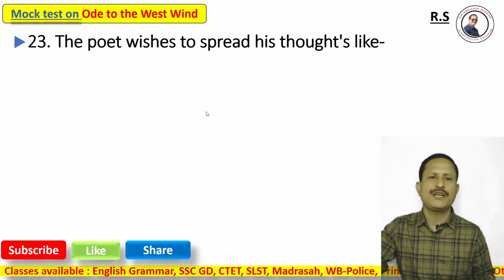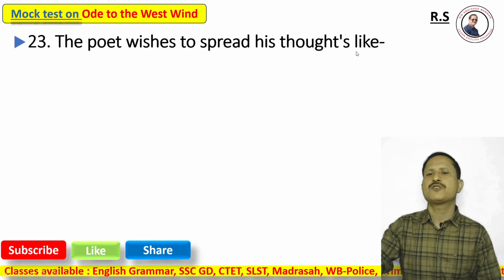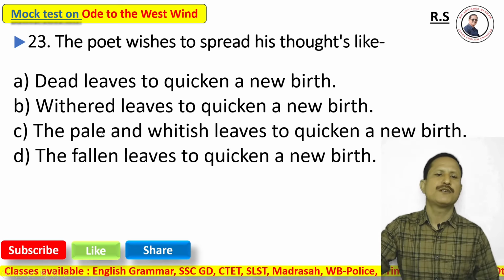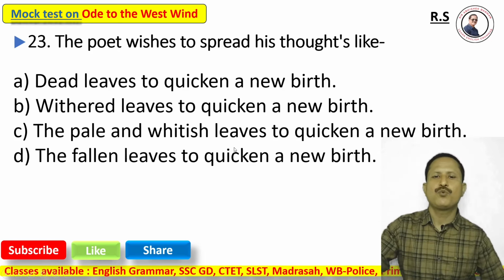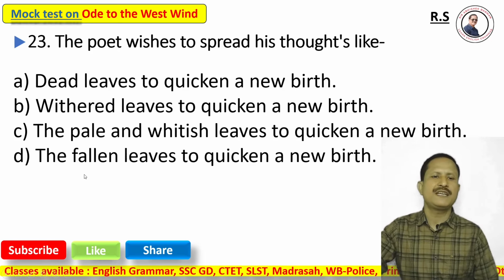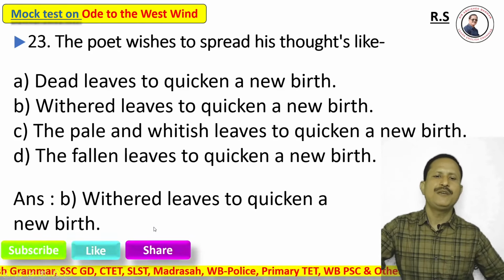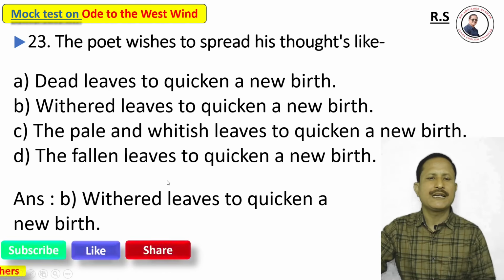Next, question number 23. The poet wishes to spread his thoughts like option A, dead leaves to quicken a new birth; option B, withered leaves to quicken a new birth; option C, the pale and whitish leaves to quicken a new birth; option D, the fallen leaves to quicken a new birth. The correct answer is B, withered leaves to quicken a new birth.